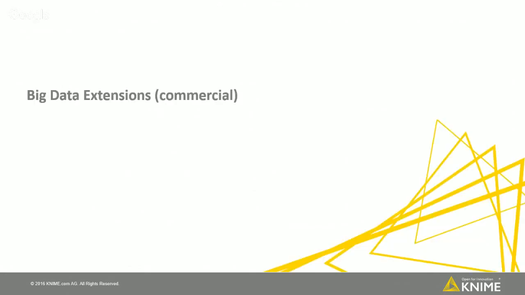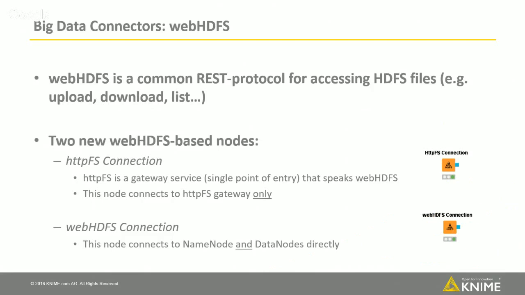And now let's move a bit into the commercial extensions, particularly the big data extension. And there are two different, let's say, subcategories. Number one is the big data connectors that allows you to connect to your big data storages using either the JDBC drivers, or here in this case, connecting to an HDFS data source, so the Hadoop file system.